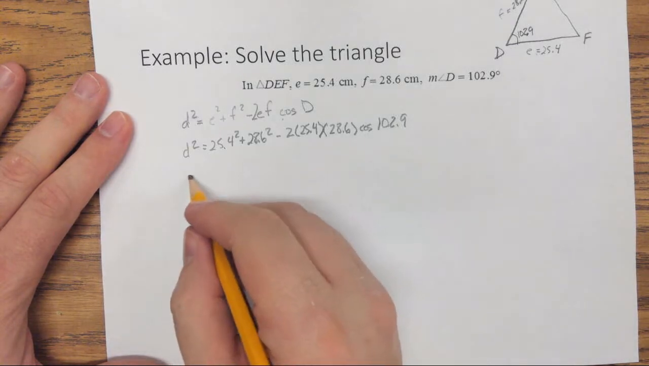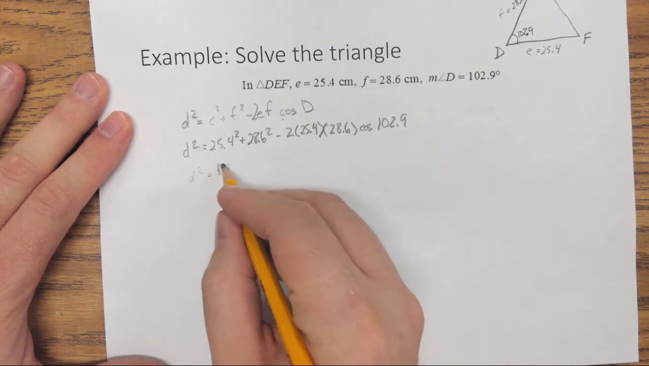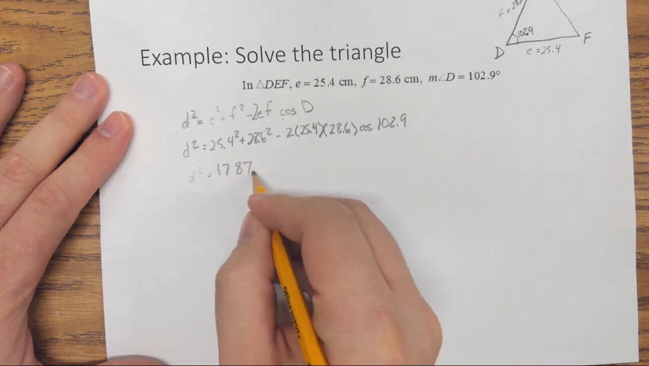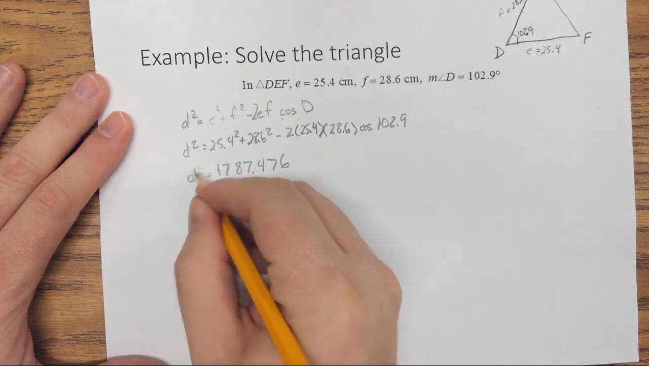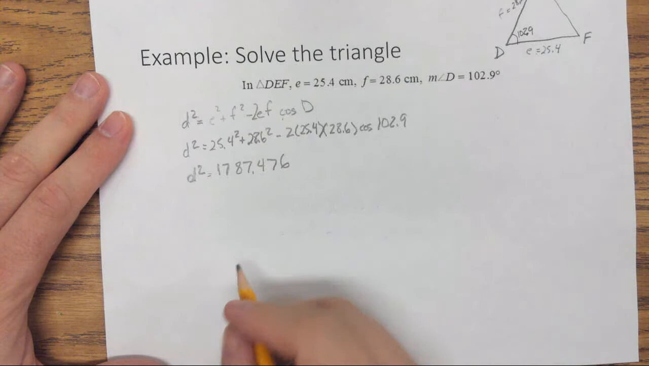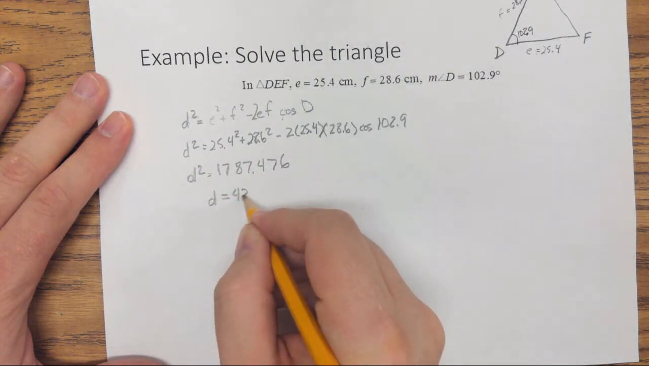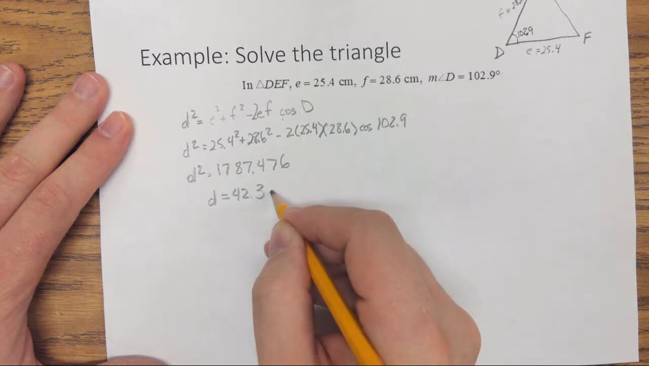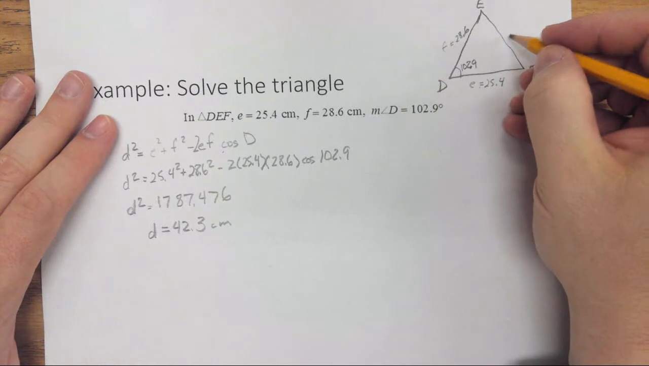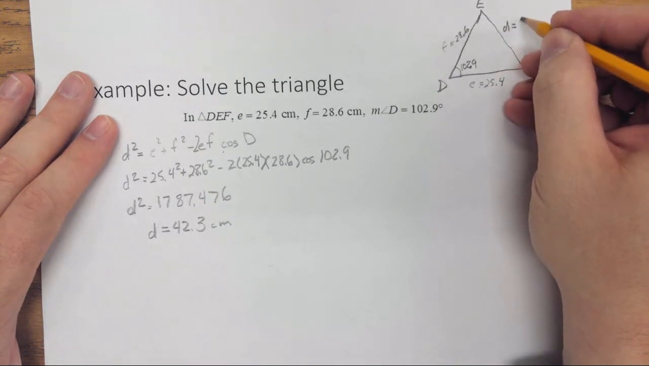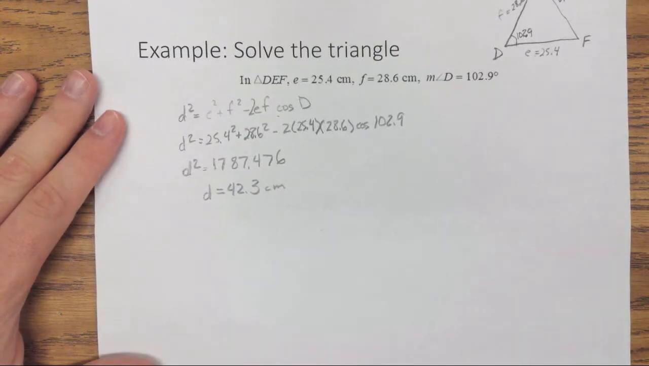Plug that into my calculator, I get D squared equals 1787.476. Square root both sides. D equals 42.3 centimeters. So now I can go back up here and say D equals 42.3.